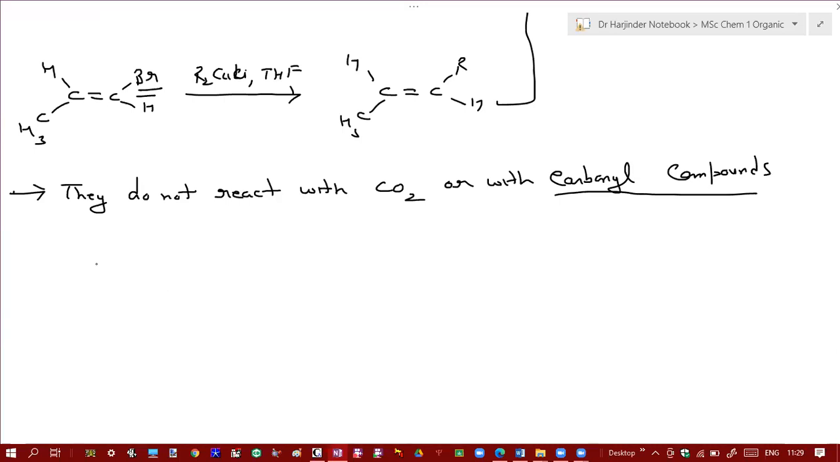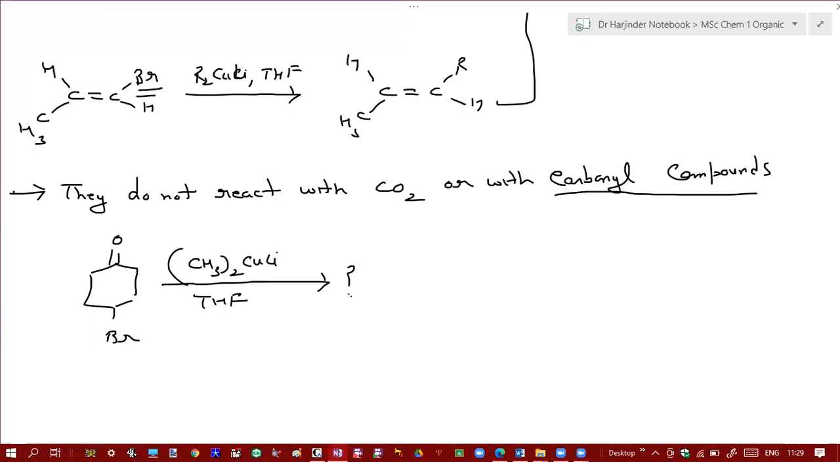So suppose you have this one, 4-bromocyclohexanone, and suppose you treat it with dimethyl lithium cuprate in the presence of THF. What will be the product?